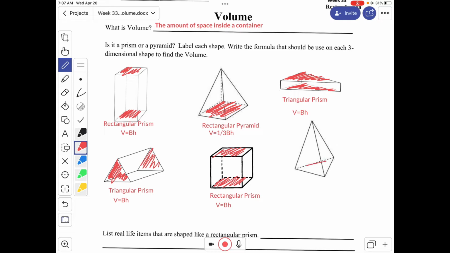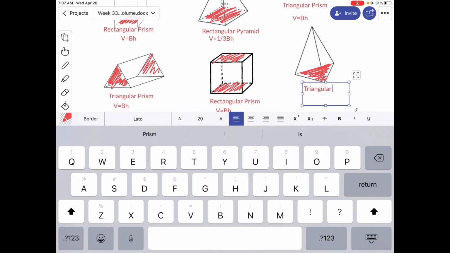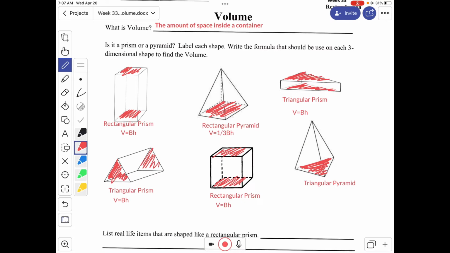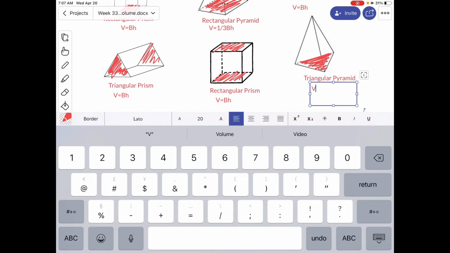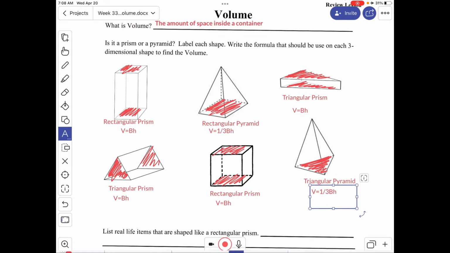And this last one only has one base, and it is shaped like a triangle. So it is a triangular pyramid. And the formula for a triangular pyramid is volume equals 1/3 area of the base times the height.